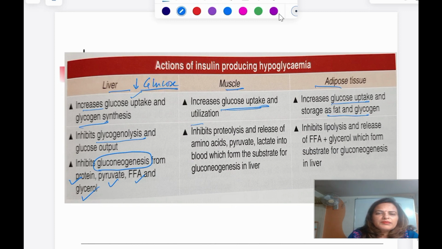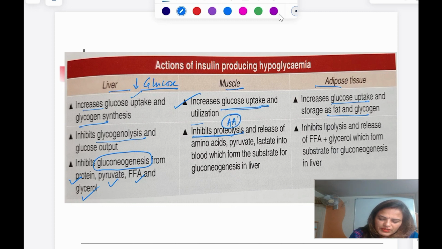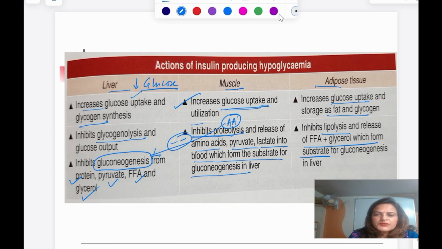glucose. Then in the muscle, the carbohydrate I have told, then it inhibits the proteolysis. So by inhibiting the proteolysis, amino acid won't be generated, so it is not utilized in gluconeogenesis, and release of amino acid, pyruvate, lactate, which is a substrate for gluconeogenesis, ultimately it is going to inhibit that. Then it inhibits the lipolysis also and release of free fatty acid and glycerol, which is the substrate for gluconeogenesis. These are the main actions of insulin.